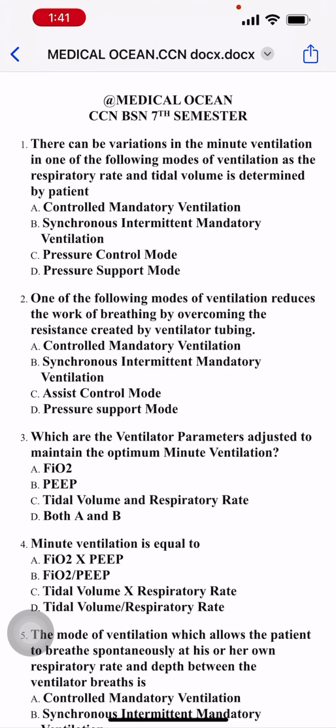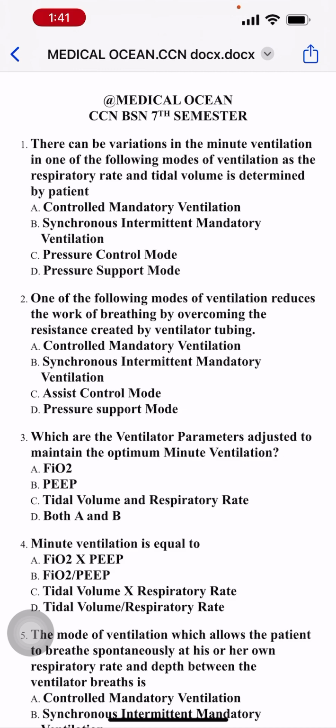Welcome to Medical Ocean. Today our topic is critical care nursing CCN MCQs. Most important MCQs for BS in 7th semester. It will help in your midterms and final term exam. First of all, we will discuss MCQ number 1.